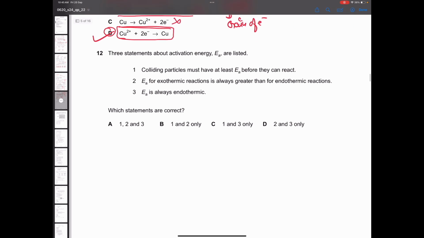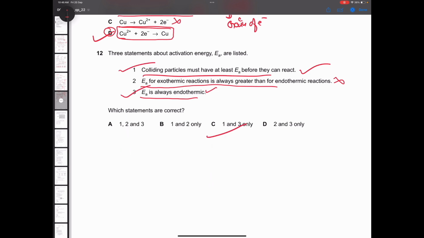Next question. Which three statements about activation energy are correct? Colliding particles must have at least the activation energy, alright, this is correct. Activation energy for exothermic is always greater? No. Endothermic needs more activation energy. Just try to understand the name. Endothermic means that I need energy in order for the reaction to happen. So endothermic always needs more energy than exothermic. And activation energy is always endothermic. Yes, because it is the energy required, the energy that you put in, the energy that you supply. So that is endothermic. Statements 1 and 3 are correct. So our option C will be correct.